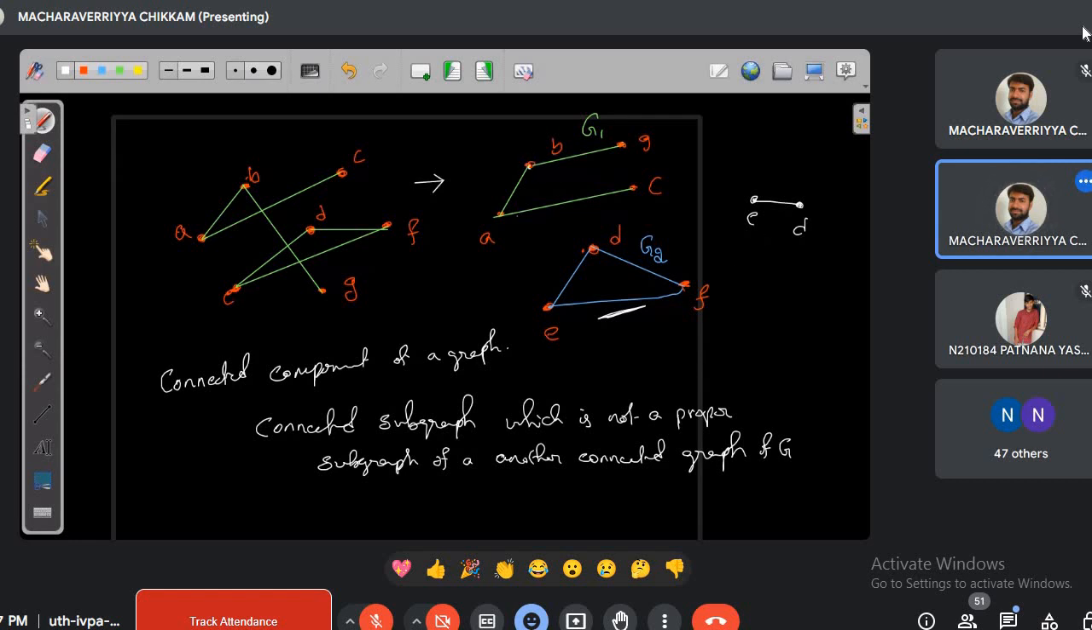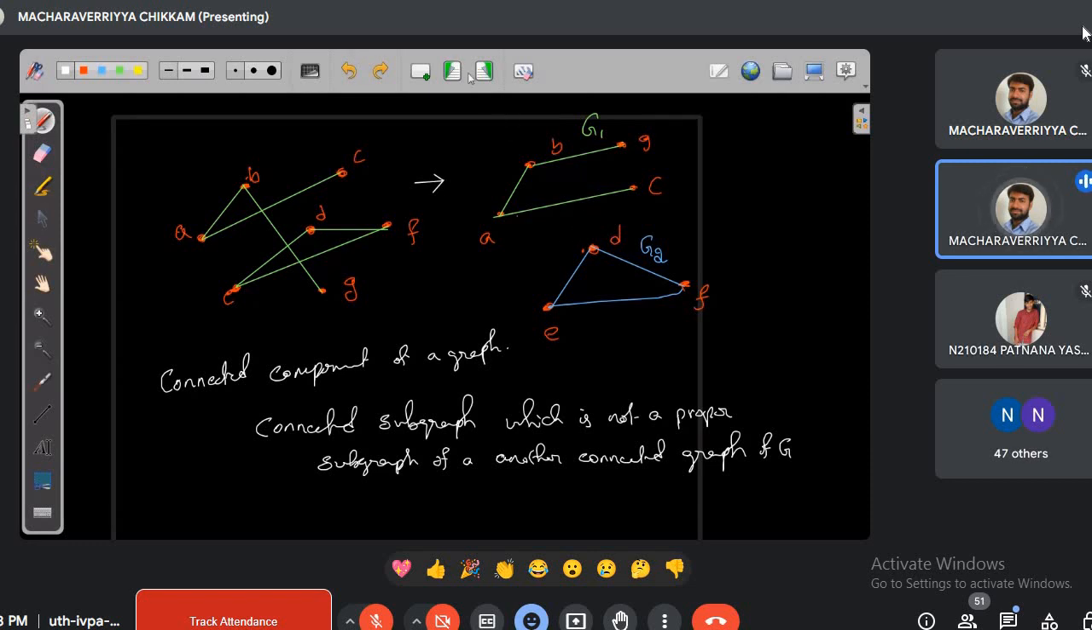Similarly, BAC is connected, but it cannot be a connected component. Why? Because it is a subgraph of the connected graph, that is G1. Do you understand? In other words, we can say the maximum connected block. That is what we meant by a connected component of a graph. So there are two connected components here in this graph.